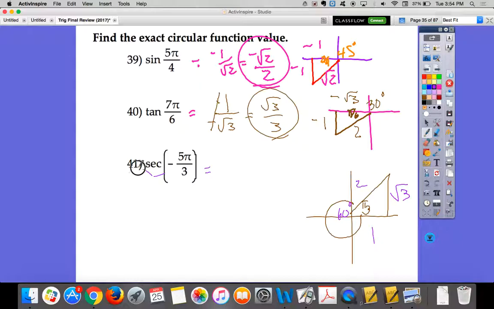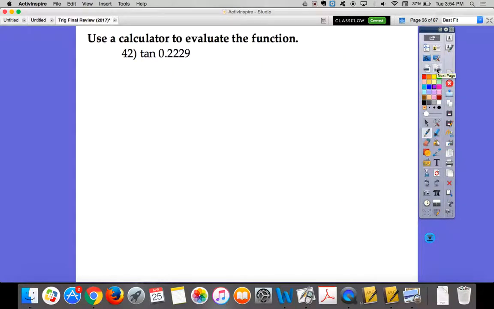Now we've got to think. Reciprocal of secant is cosine. So we're going to do cosine and we're going to turn it upside down. Cosine is 1 over 2, so flipping it is 2 over 1. We just get 2. So it's not as bad as the same stuff, just in a different format.